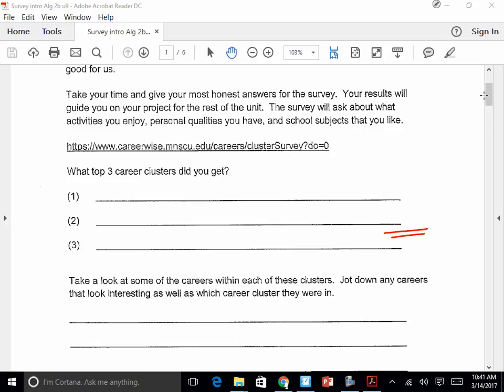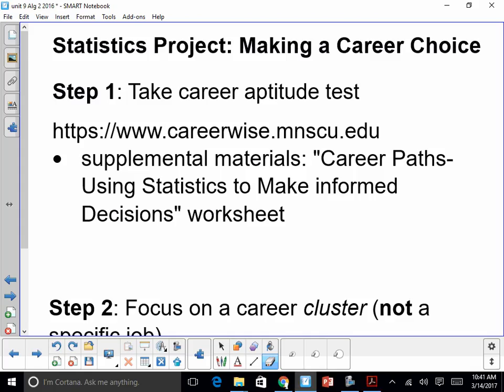Okay, step one, let me see what it says. So step one, you're going to go there, you're going to take the quiz. I'm going to try and show what it's going to look like when you get there. It's going to look something like this.